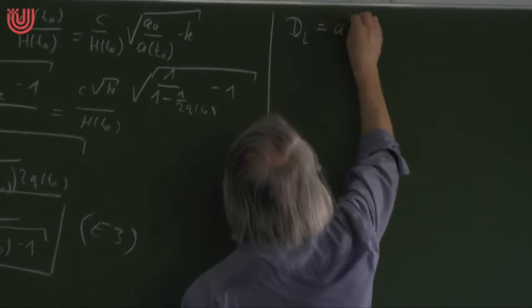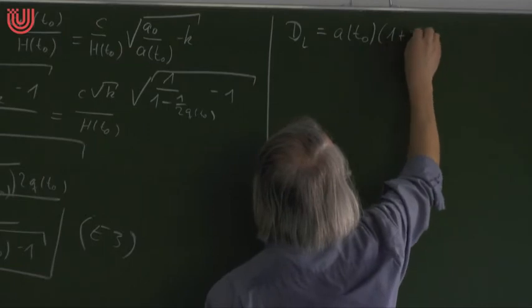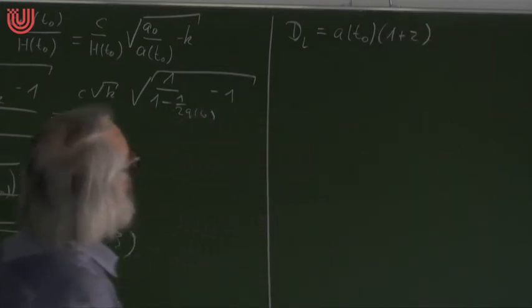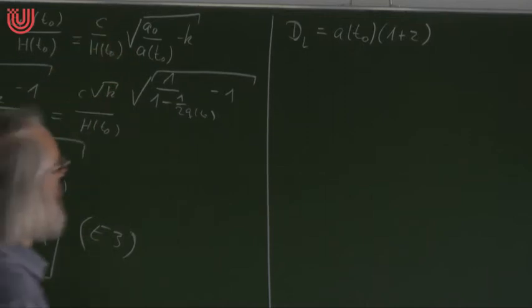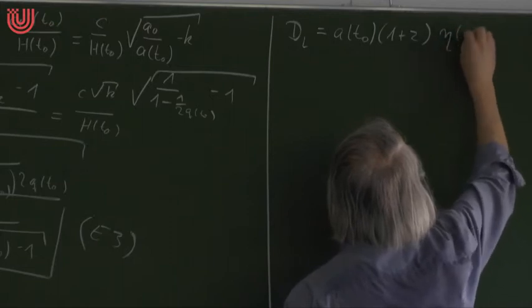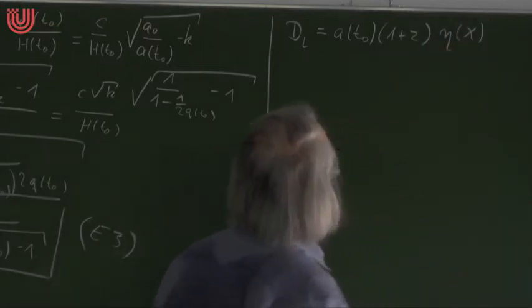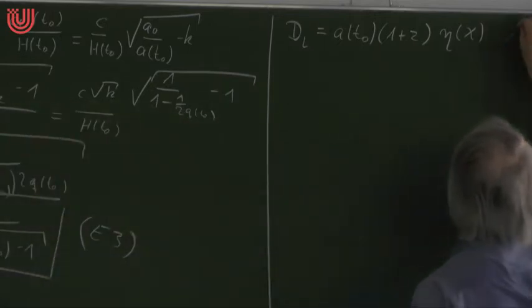It was A of t_o, the observation event. Then there was a factor 1 plus z, taking care of the fact that the photons lose energy when they propagate. This is a redshift factor. And then we had this function which I always called eta of chi. That was the general formula for the luminosity distance.